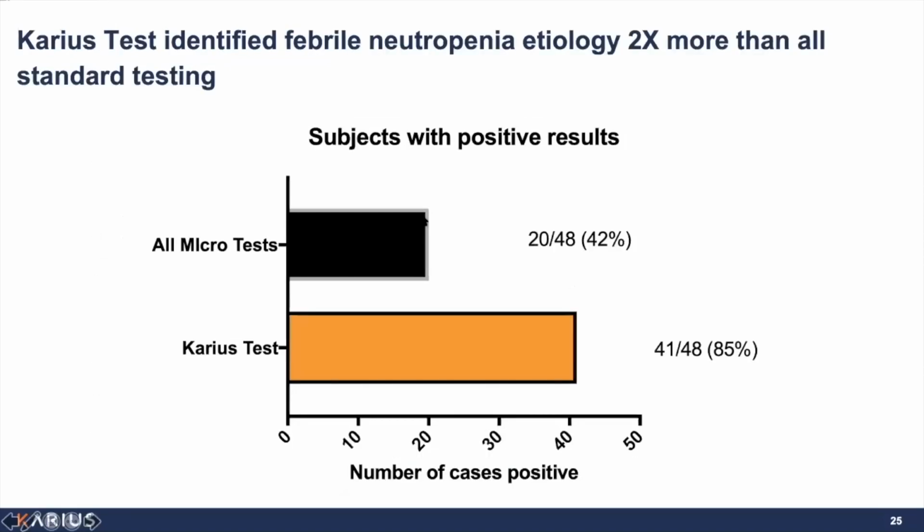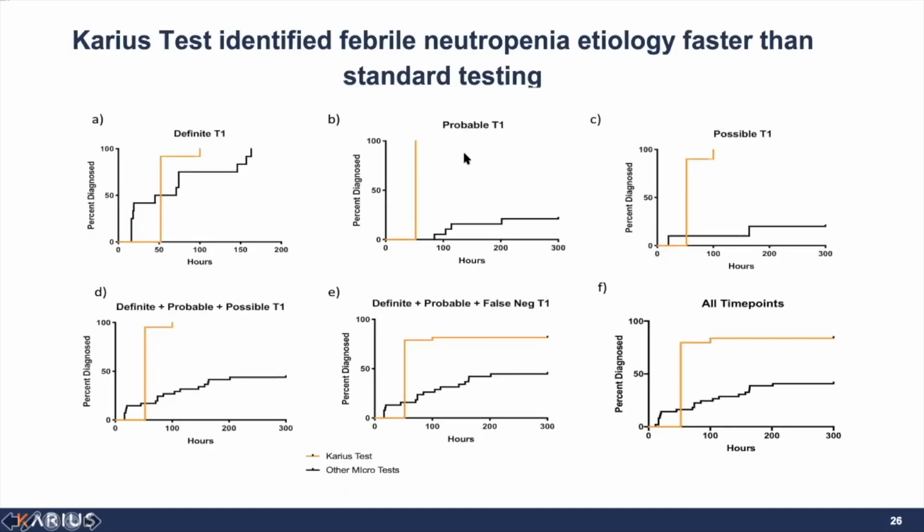So overall, Karius test identified a febrile neutropenia potential etiology twice as frequently as standard microbiological testing, and was positive in 41 of 48 cases, whereas standard testing was positive in 20 out of 48. And when we looked at the time to diagnosis, in this graph, we have Karius test in orange and standard microbiological test in black, and different classifications.